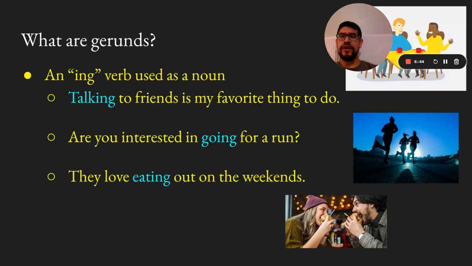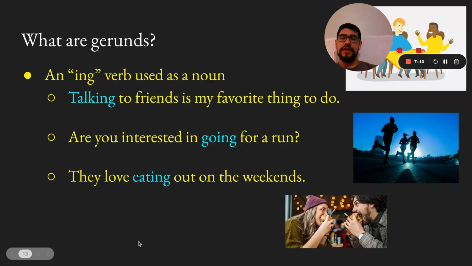Okay, now we're getting to gerunds. A gerund is basically the verb with the ing, always used as a noun in a sentence. So, talking to friends is my favorite thing to do. My favorite thing to do is this: it's talking to friends. And the question, are you interested in going for a run? What are you interested in? In this specific thing, it's going for a run.